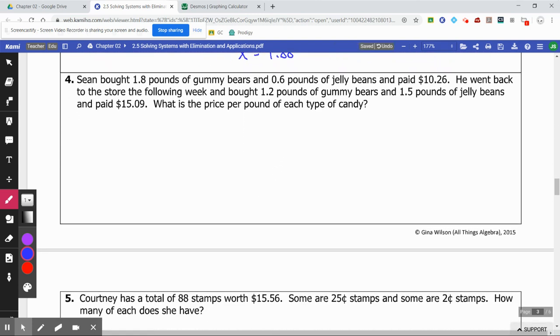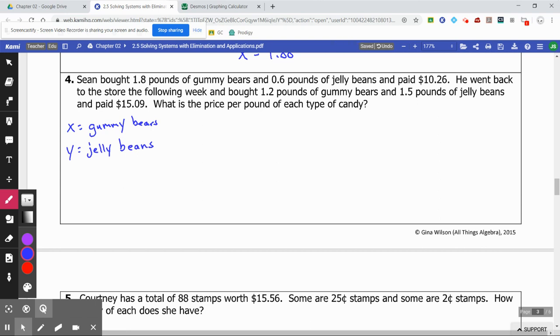Number 4, Sean bought 1.8 pounds of gummy bears, 0.6 pounds of jelly beans, and paid $10.26. So we already see our unknowns. We don't know how much he paid for gummy bears. We don't know how much he paid for jelly beans. He went back and bought 1.2 for gummy bears, 1.5 of jelly beans, and paid $15.09. What is the price for each? So we'll let X equal gummy bears. And therefore Y would be our jelly beans.